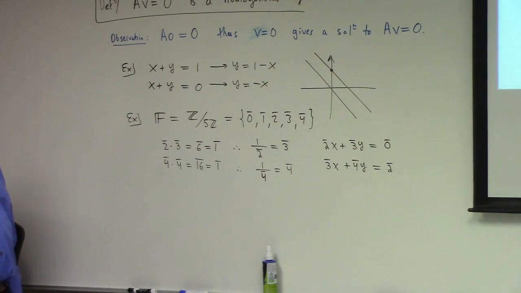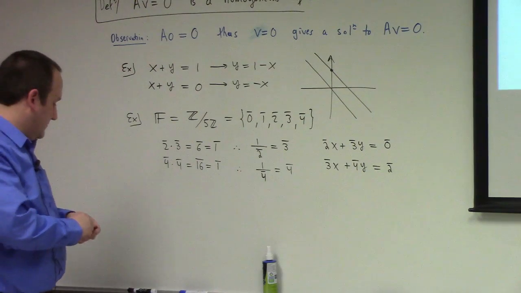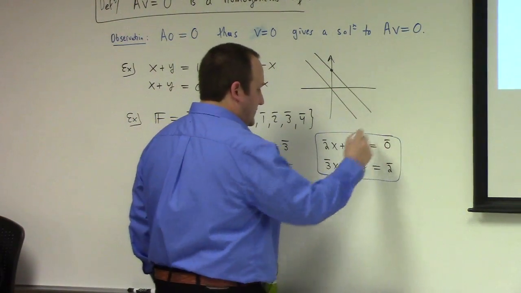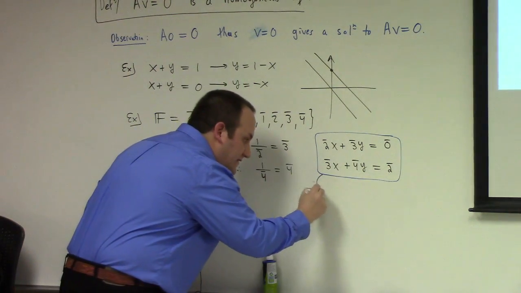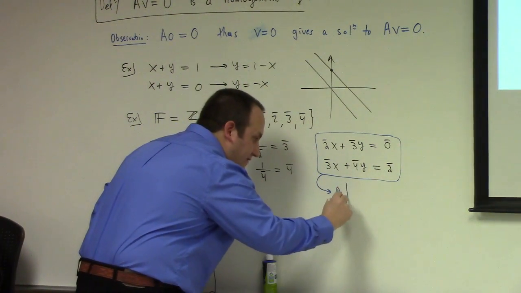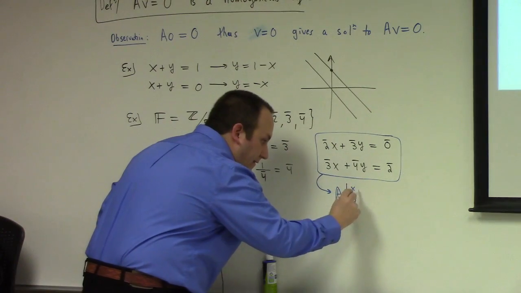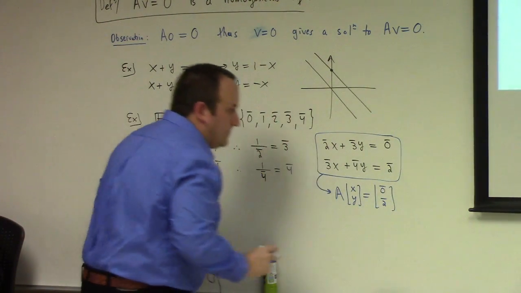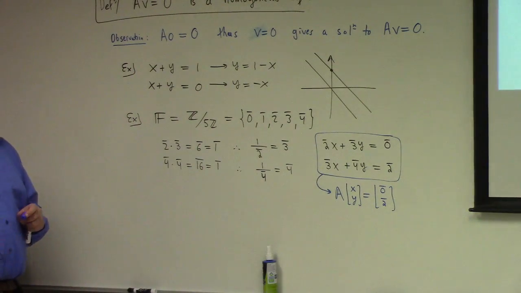So if you look at this system of equations, how do we solve it? Well, this one we can use a technique from last week, actually. You can look at this instead as A times the column vector (x, y) equals the column vector (0 bar, 2 bar).